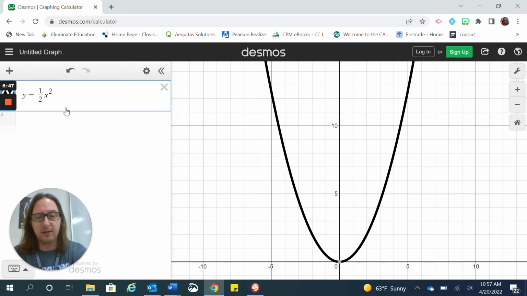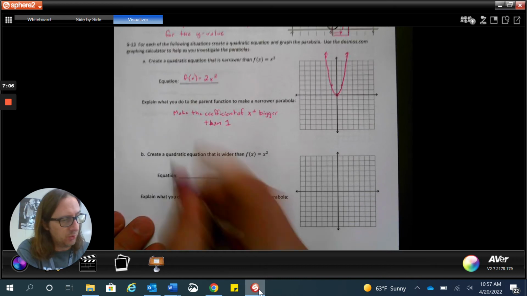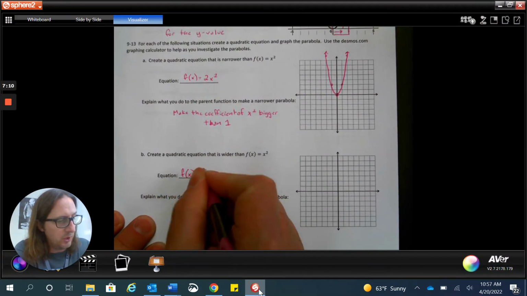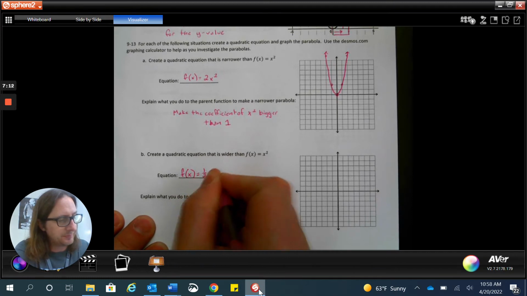So we can see here that when we move over 1 and go up here, this point right here becomes 0.5. So I go over 1, instead of going up 1, I only go up 1/2 for that one. Okay, so let's go back over here. So we made the equation f of x equals 1/2 x squared.